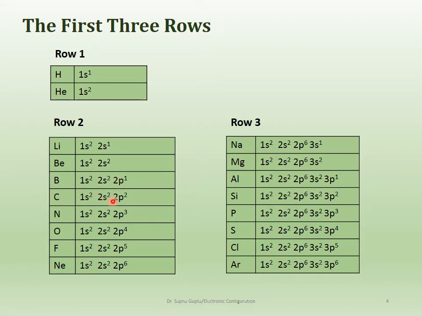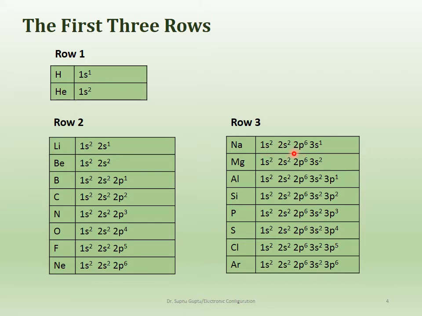Carbon, the first two S's are still full, so we go on into P. Nitrogen, oxygen, fluorine, and neon will all fill electrons in the P subshell, because P can have up to 6 electrons, and so the S's are filled. When we get to row number 3, we have sodium, which has 11 electrons: 1s2, 2s2, 2p6, and then 3s1. Now we fill the third shell because the first two are filled up.